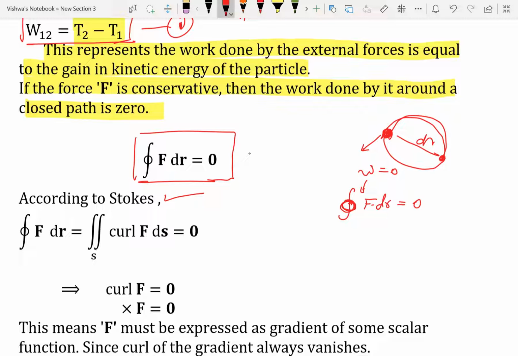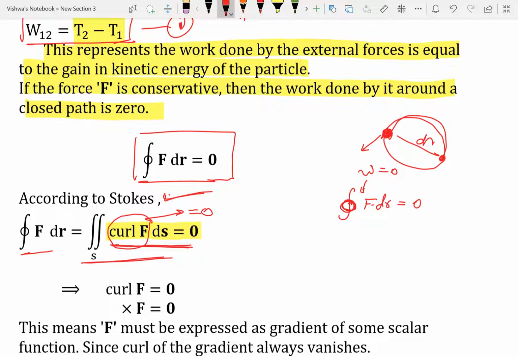Here we are going to apply Stokes theorem. According to that Stokes theorem, circular integral F dot dr can be written as this surface integral. We are going to convert that circle into surface integral. So integral of curl F dot ds is equal to 0. For you, these two terms are not familiar. Curl F ds is 0. Integration of any quantity 0 means we are going to integrate a 0 quantity. So to obtain these conditions, this one should be equal to 0.